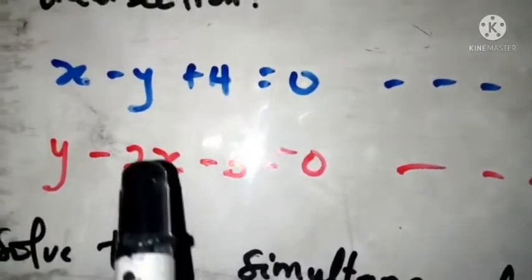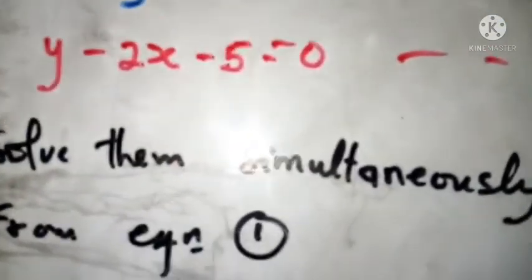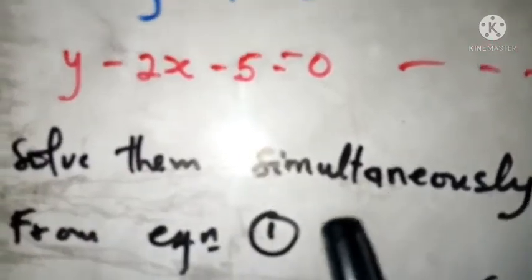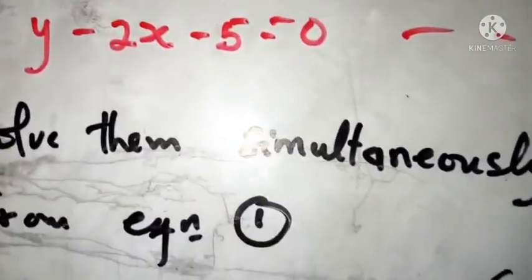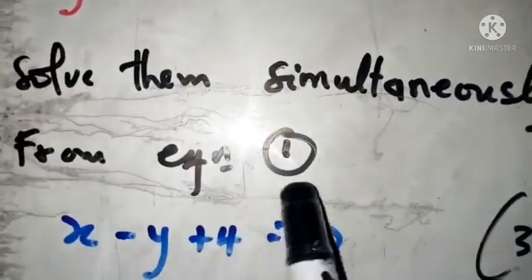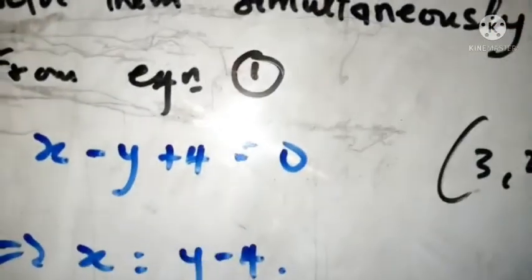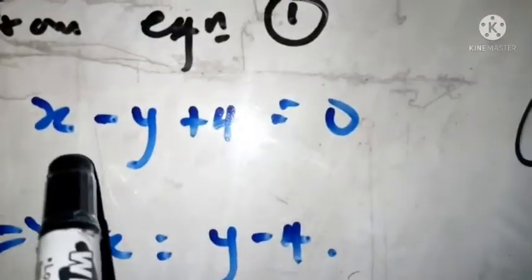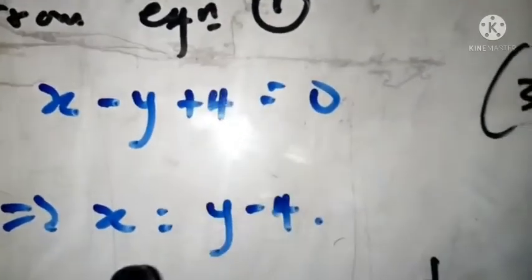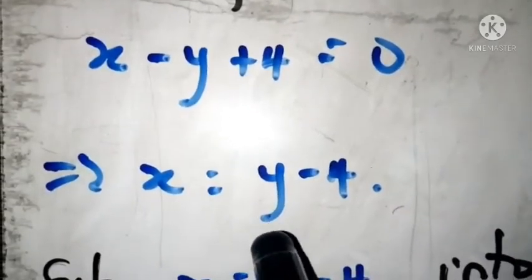The way to solve this is by simultaneous equations. With simultaneous equations, you have two ways of solving, either by elimination or substitution. Whichever one you are good at, you may go for that. But here I'm using the substitution method. From equation 1, I want to make x the subject, I want the x to stand alone. Once I get x, I can find y. So x is equal to y minus 4.